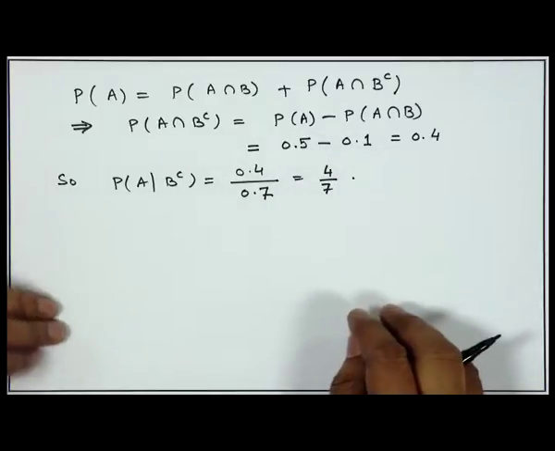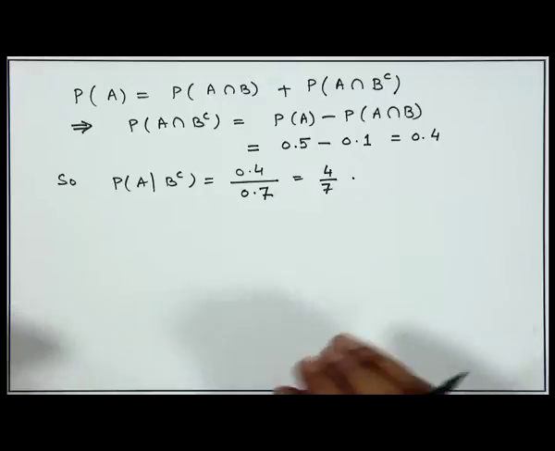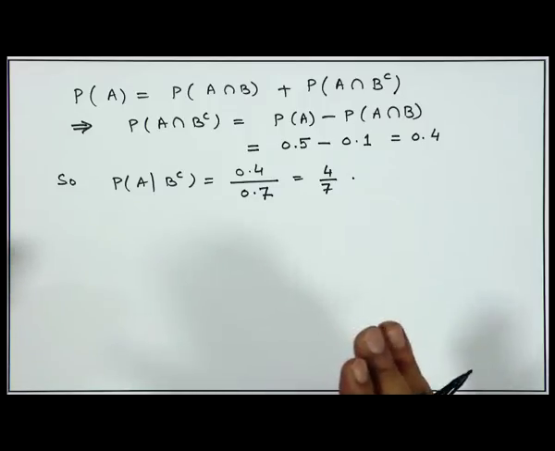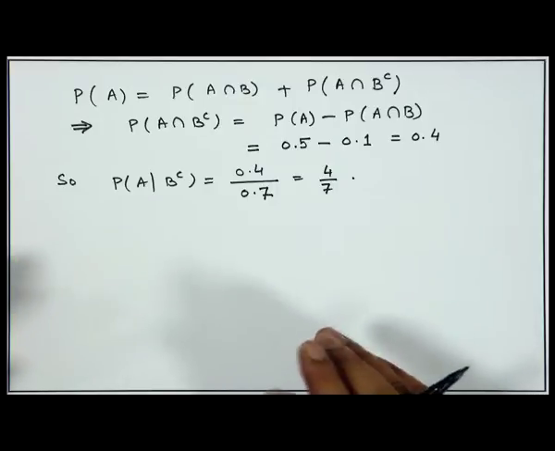Again you can see that in this particular problem I have used the formula for conditional probability, and in order to evaluate the terms involved in the ratio, we have used the addition rule, because the event A we have split as A intersection B and as A intersection B complement, and then for B complement we have directly calculated.